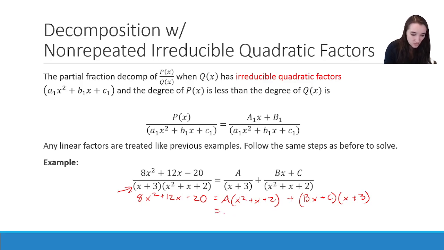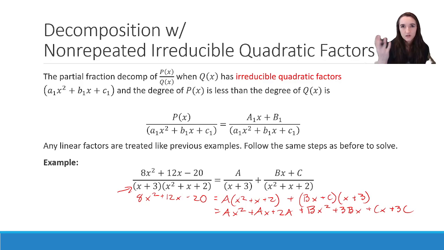So then we're going to get ax squared plus ax plus 2a is plus bx squared plus 3bx plus cx plus 3c. And so our system of equations will look like the following.